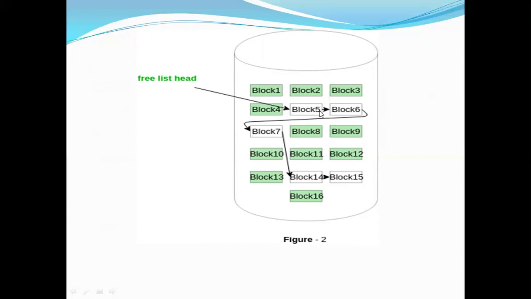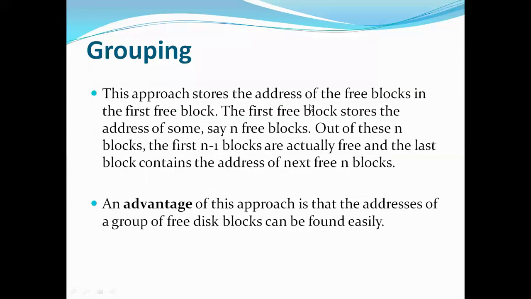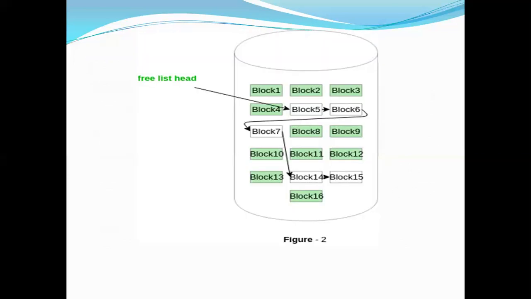But here, if you go to this block, it will tell you which blocks are free. That is called the grouping mechanism. Now imagine that you have too many blocks and all the block addresses can't be stored in this single block. In that case, imagine that the fifth block will store the address of all these blocks, that is 6, 7, 14, 15, and if I go to the 15th block, the 15th block will act as an index block.